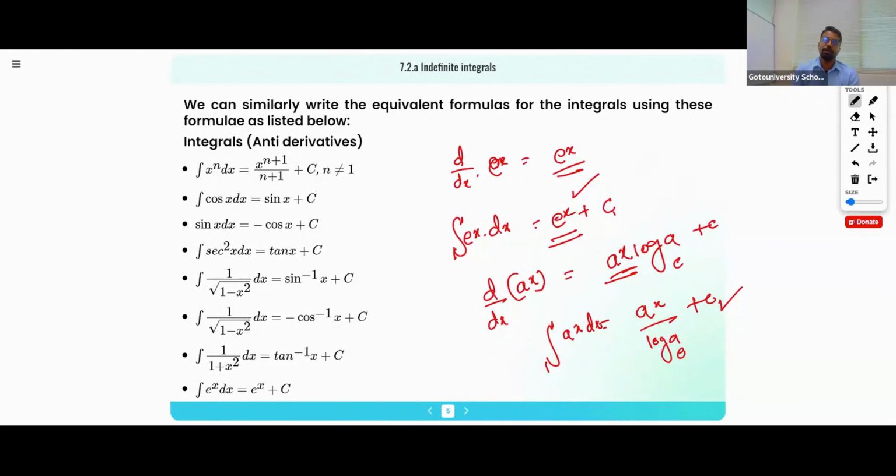We always have to write this arbitrary constant unless the question says definite integrals. In case of all the other integrals, which are always indefinite, we do that, and we make sure that the expression we get is not something we cannot understand or an indeterminate form. For example, in this case n plus 1 is there, so we have to make sure that n is never equal to minus 1.